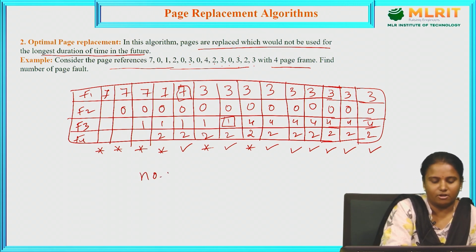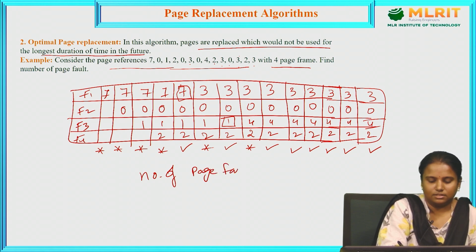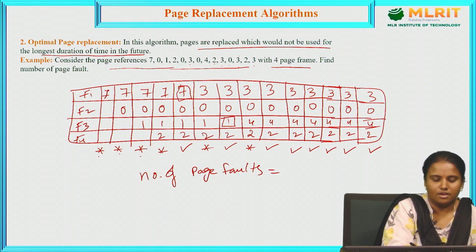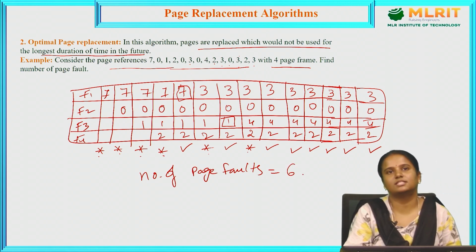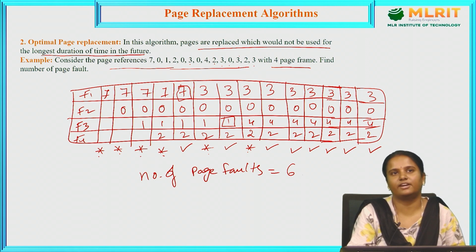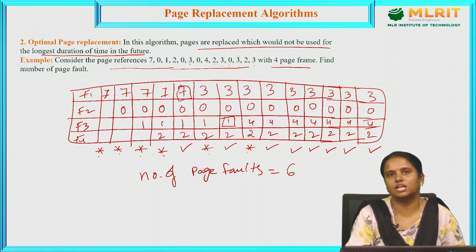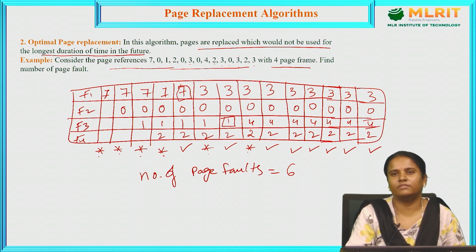So we need to calculate the number of page faults. How many page faults are found in our problem? Number of page faults equals 1, 2, 3, 4, 5, 6. So there are 6 page faults in the given reference string for the optimal page replacement algorithm. So the page which is not used for the longest duration in the future, we need to replace it using this optimal algorithm.